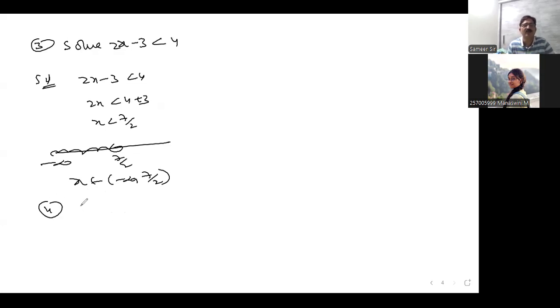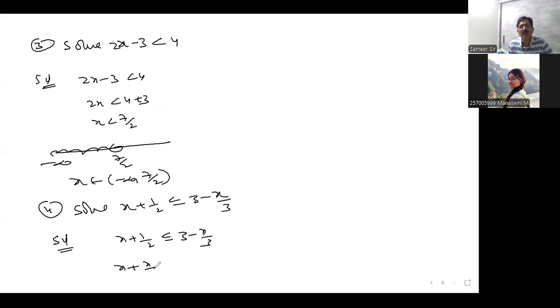Another one. I want to see this. Solve: (x plus 1)/2 less than or equal to (3 minus x)/3. Suppose it is like this. Chalo, kuch nahi hota. Solution: (x plus 1)/2 less than or equal to (3 minus x)/3.